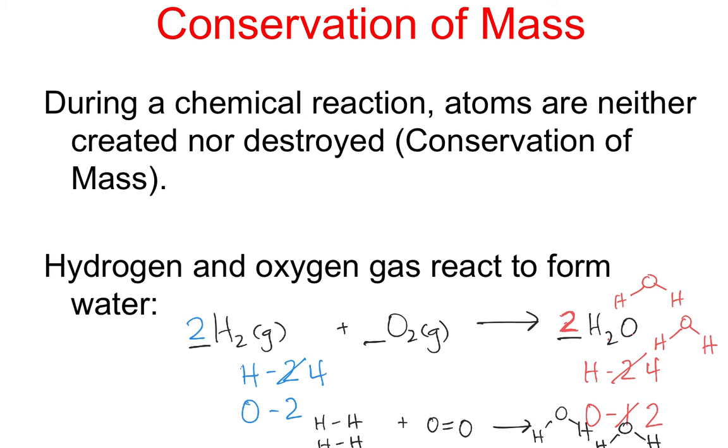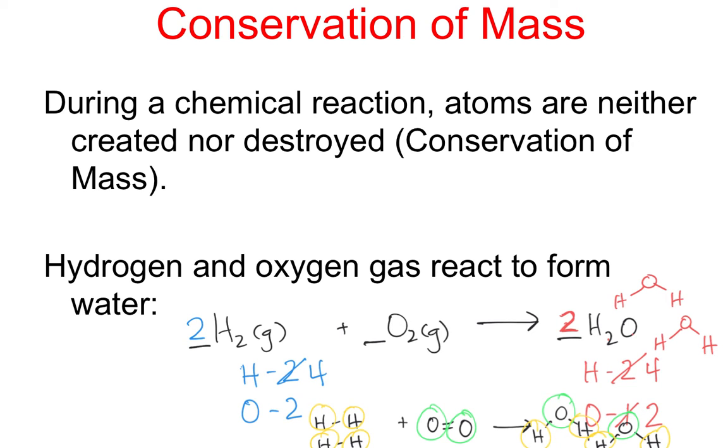And you can see here that we have 1, 2 oxygen, 1, 2 oxygen. And then we have 1, 2, 3, 4 hydrogen, 1, 2, 3, 4 hydrogen. The coefficients out front tell us how many molecules of each reactant we have and how many molecules of each product we have.